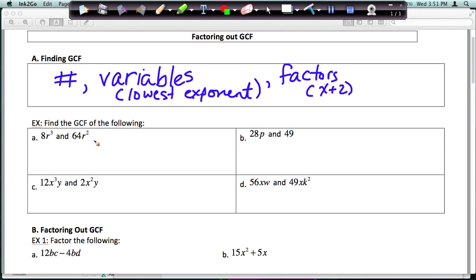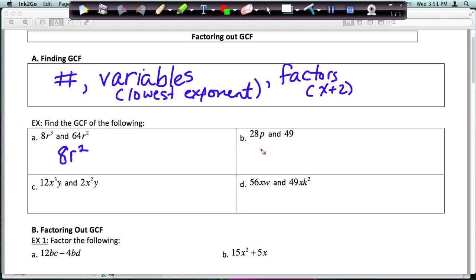Okay, so let's look at this first example. We want to find the GCF, so I'm not actually going to pull out the GCF right now. We're just going to practice finding the GCF. So let's look at the numbers first, 8 and 64, and the greatest common factor, or the largest number that divides into 8 and 64, is 8. And then you take the smallest exponent, so it would be r squared.